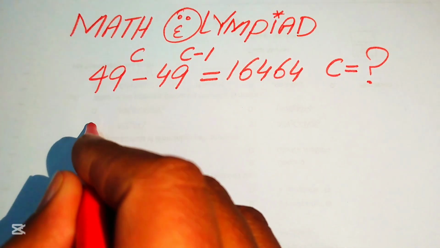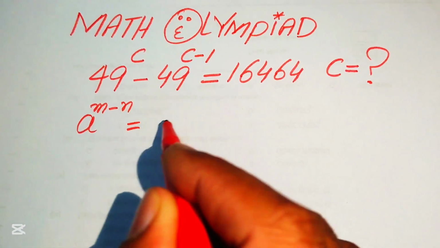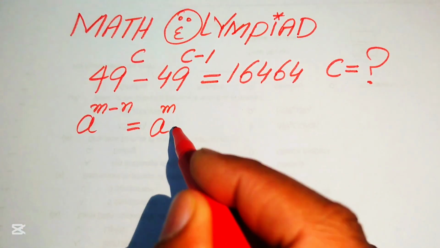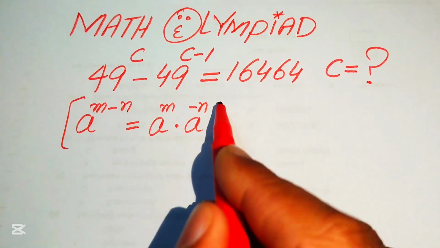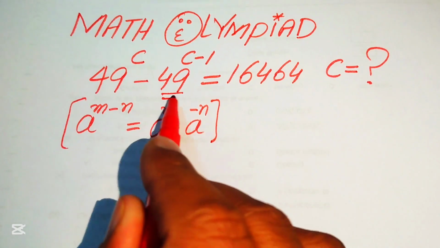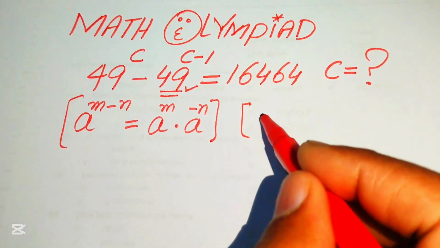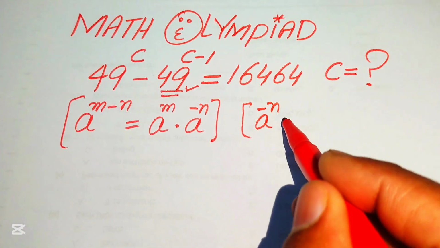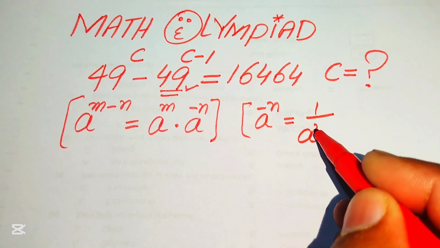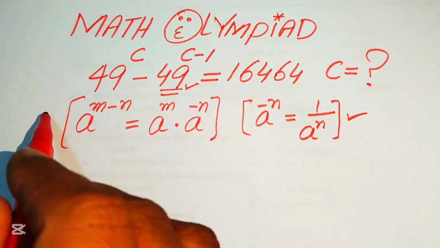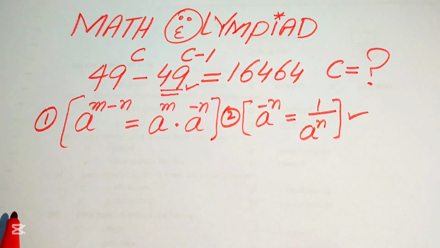You know that if we have a to the power of m minus n, we write it as a to the power of m multiplied by a to the power of minus n. So first we apply this exponent law on this term only, and after that we use another exponent law. If we have a to the power of minus n, we write it as 1 over a to the power of n. So here we need these two exponent laws in order to simplify the above equation.